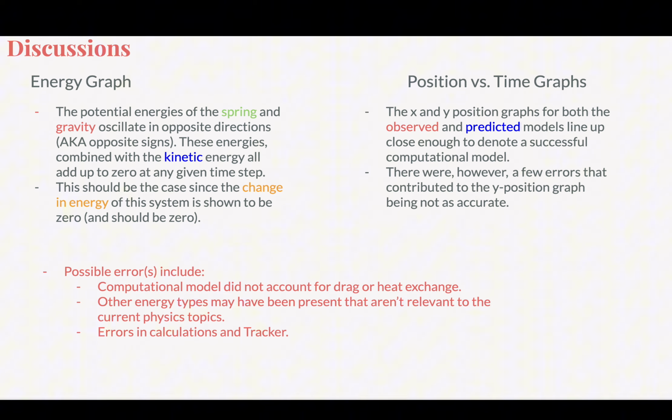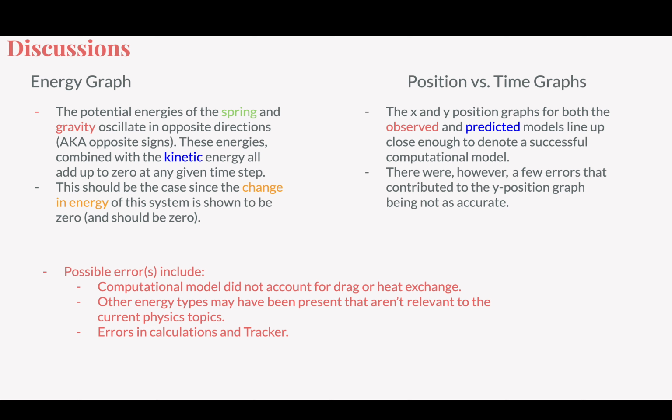To break down a bit about what each graph is really showing, on the energy graph, the potential energies of the spring in green and the gravity in red oscillate in opposite directions, which means they have opposite signs. These energies, combined with the kinetic energy in blue, all add up to zero at any given time step. This should be the case since the change in energy of the system, depicted in orange, is shown to be zero, and it should be zero according to the energy principle.